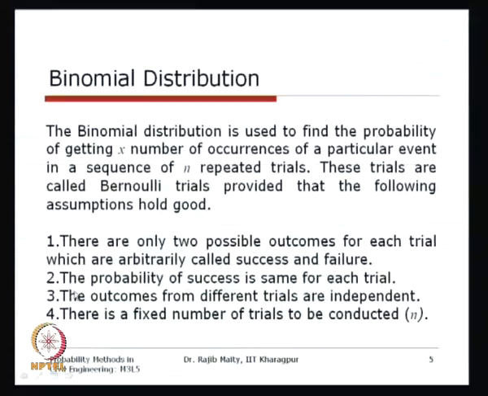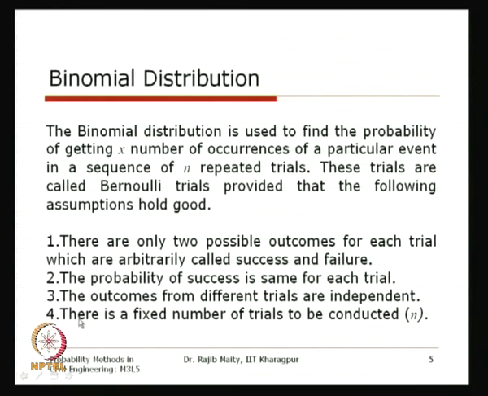So that is why it says that the probability of success is the same for each trial. Now, the outcomes for different trials are independent. This is important because when I am conducting a particular trial, the outcome of this trial, whether success or failure, should not depend on what we got in the immediately previous trial. So successive trials are independent of each other.